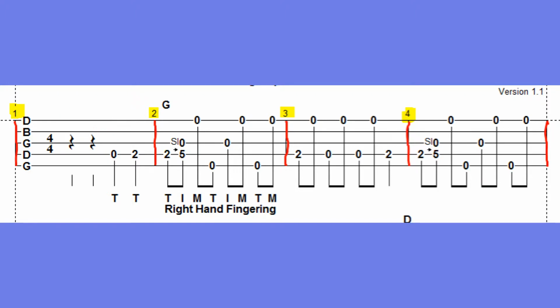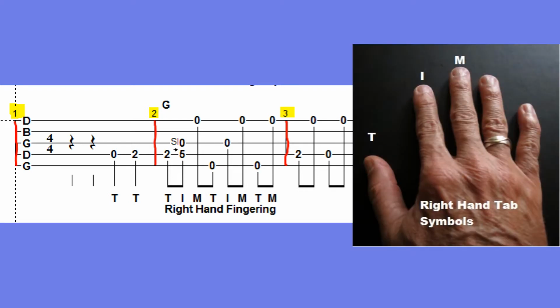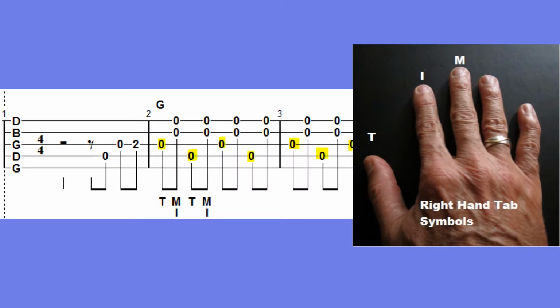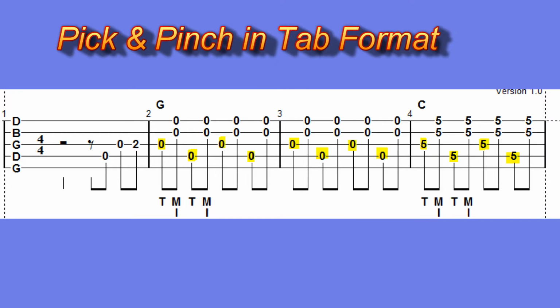You will also notice some other odd-looking symbols that we will discuss later in this video in the section on music symbols. Now, look below the horizontal lines to see the letters T, I, and M. These are called fingerings that represent the thumb, index, and middle finger on the right hand. The fingerings tell you which finger to use when picking or pinching the string.